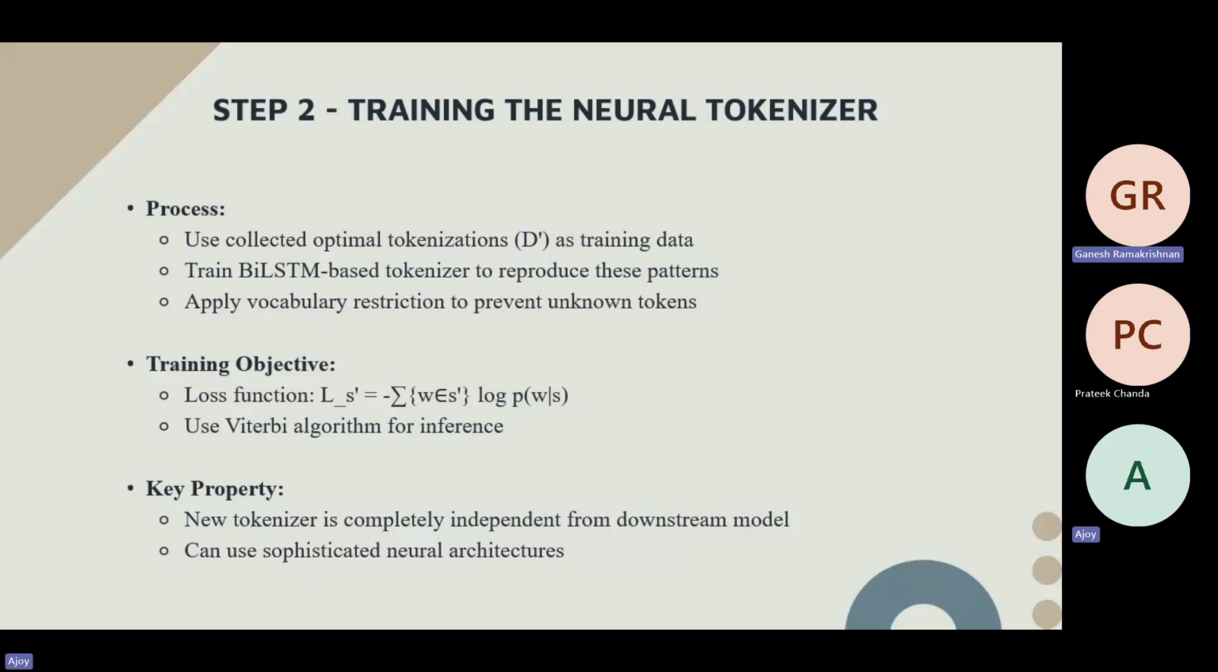For step two, you just use the tokenization data, synthetic data, which is basically tokens. Yes, same text but different tokenizations, the optimal tokenizations. So here the new tokenizer is completely independent from the downstream model.